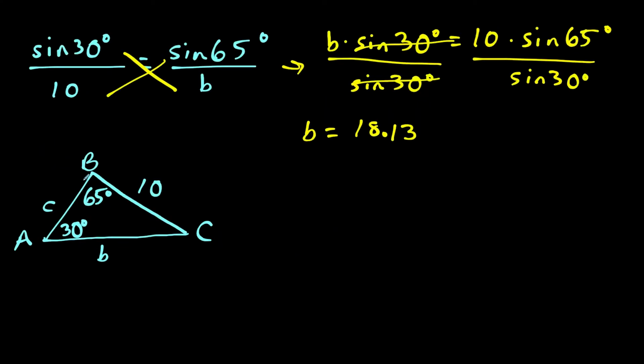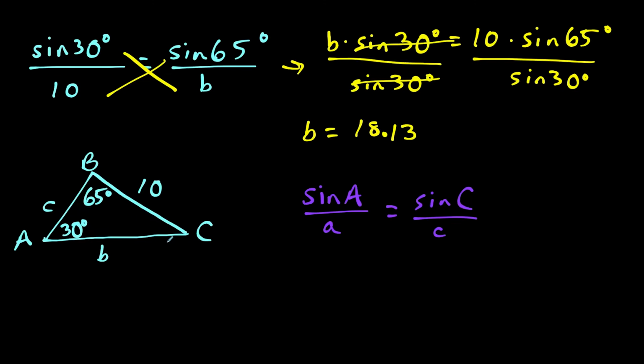Now the last part of this question told us to find the length of segment AB, which uses lowercase c. This time we're going to use sine of angle A over a equals sine of angle C over side c. But one thing we have to do first is find the measure of angle C.